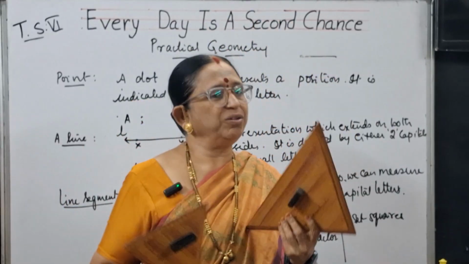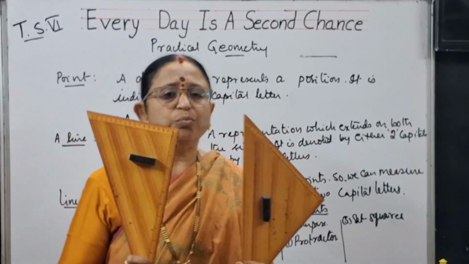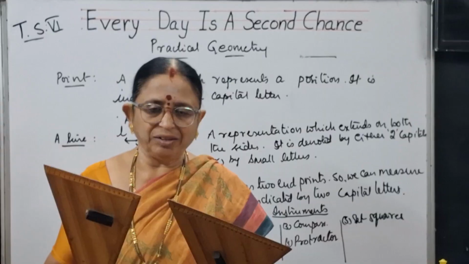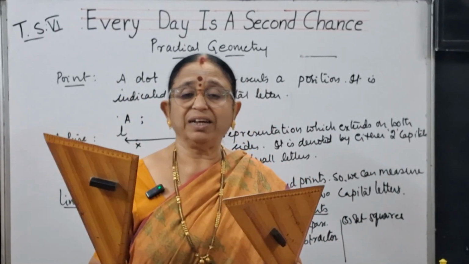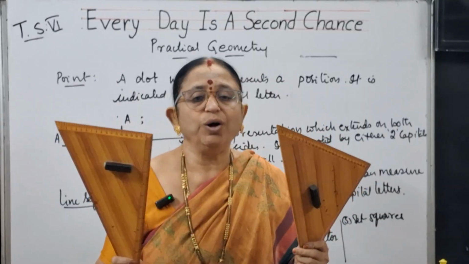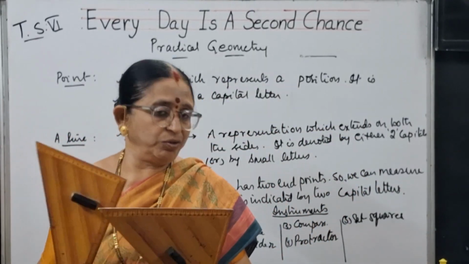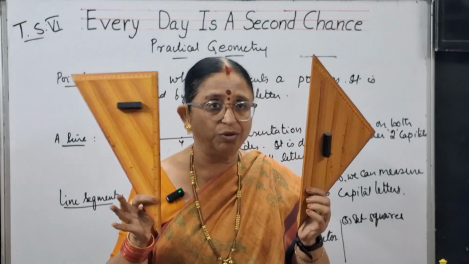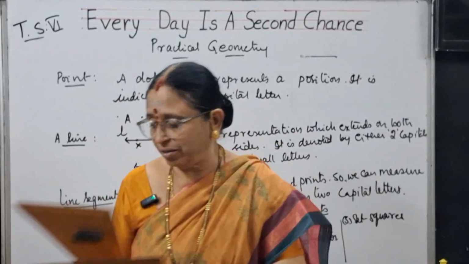And mostly in your higher classes, you will use these instruments, children. Mostly we use these instruments to draw parallel lines. That you will be mostly learning in the higher classes. You should just know the names of the various instruments that are available in your compass box. I hope I am clear, children. I have shown you the instruments. These two are called set squares.